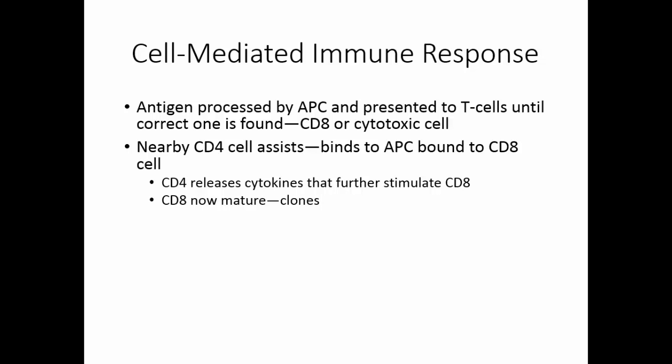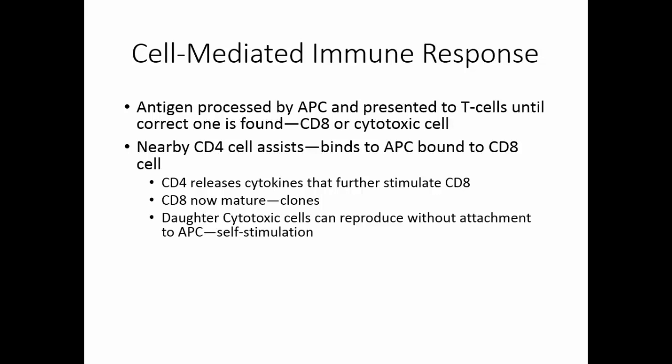The CD8 cell is now mature. It has met its Prince Charming. The glass slipper is on its foot. It now knows exactly what protein it has to go out and find. This CD8 cell now clones. It makes multiple copies of itself. After it clones, the daughter cytotoxic cells can start to reproduce without being attached to the antigen presenting cell.